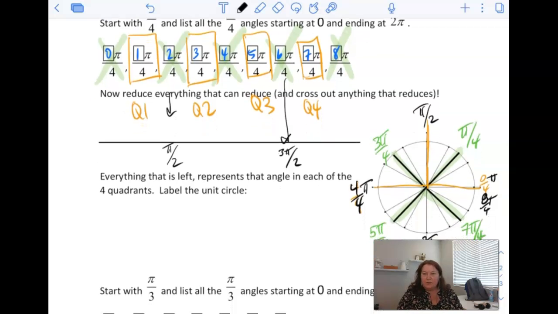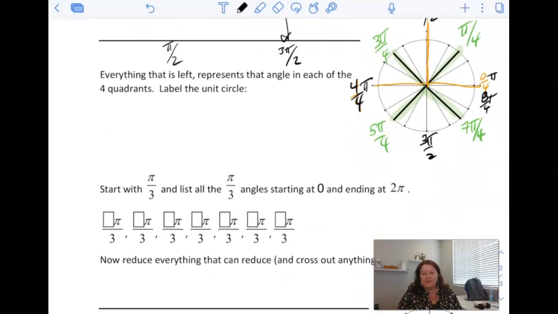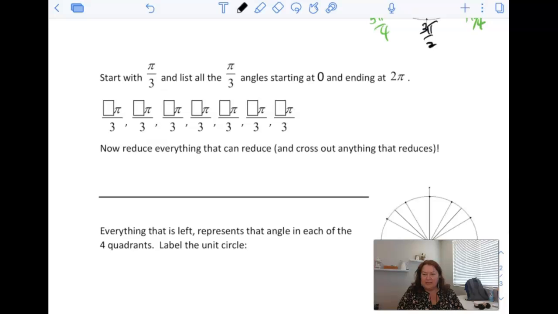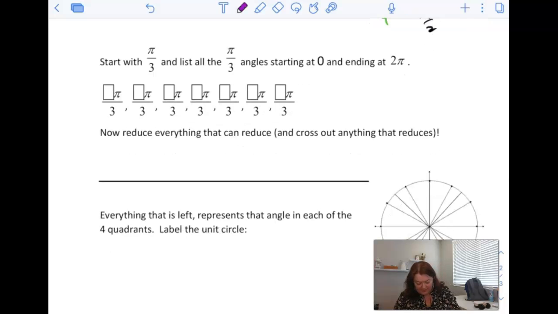All right, let's try it again with thirds. So pi over 3's turn into 60 degrees, right? So let's go and fill those in next. So starting with 0. 0, 1, 2, 3, right? That's halfway around the circle. Keep going. 4, 5, 6. That's going to be a 2 pi. All right, let's go through and cross out anything that reduces. So 0 reduces, 3 reduces, 6 reduces. So what we'll have left is 1 in each one of the quadrants.